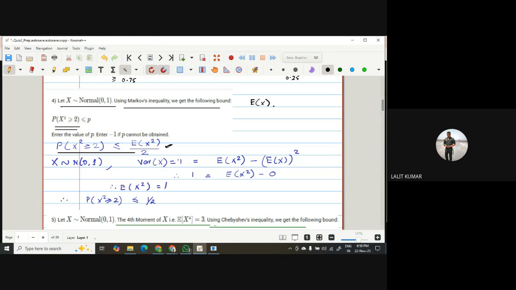and we have been given variance of x. So here we have to find E of x square. We will use the formula: variance of x is equal to expected value of x square minus (E of x) whole square. So (E of x) whole square will become 0. Variance is 1. So your expected x square will also become 1. So putting this value here, we can find that probability of x square greater than or equal to 2 is less than 1 by 2.